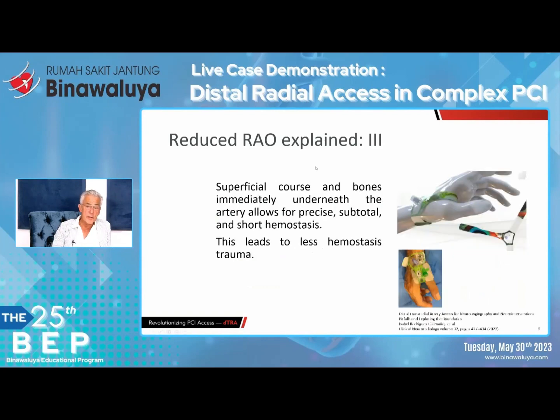And the third explanation is that the superficial course of the distal radial artery over bony structures allows for very precise hemostasis and also very light hemostasis. So you won't have this prolonged and strong pressure required to prevent hematoma. Light and short compression will reduce radial artery occlusion rates.